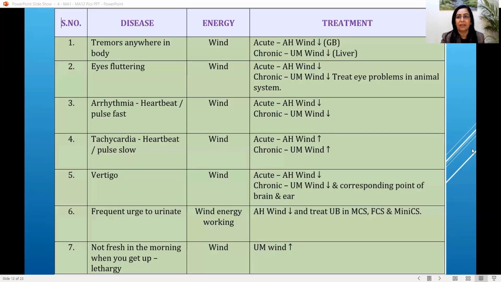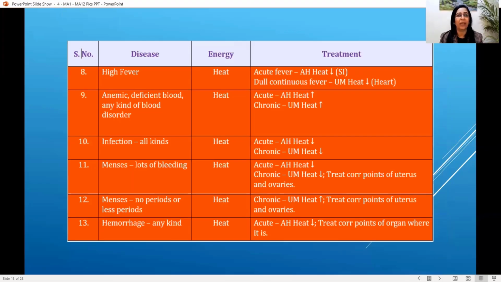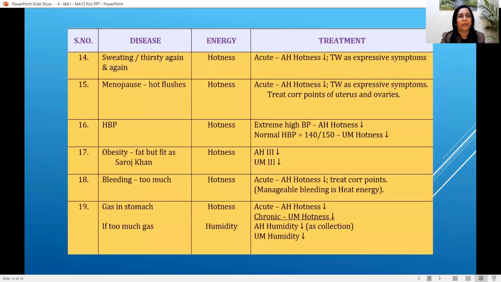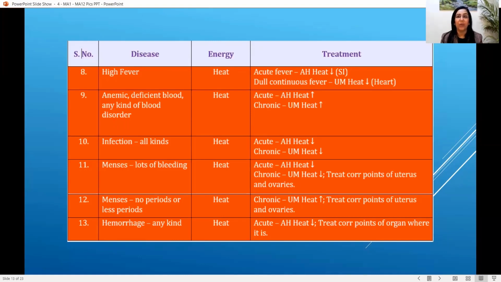Next is heat energy, right? Now, heat energy is like if you have a high fever, all right? If the fever is acute, like it has suddenly happened, then you will sedate heat, which is small intestine. Mostly with fevers, when you get a fever that is just one or two or three days old, it gets treated by sedating the small intestine meridian, which is the heat meridian. Fever is caused by heat, right?